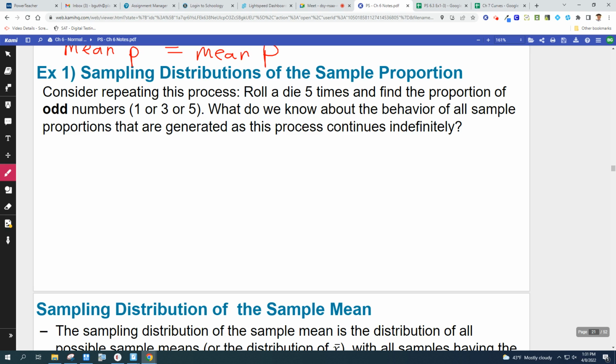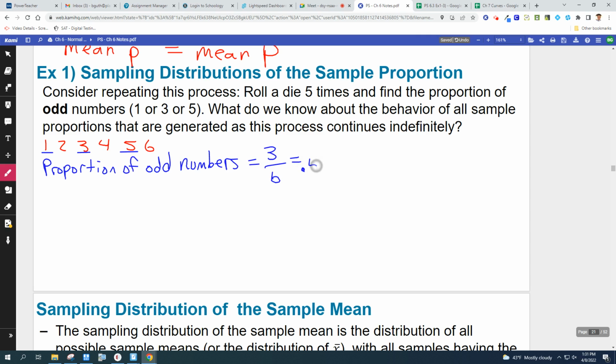Think about it. If we roll a single die, those are our possible outcomes. They're talking about the proportion of odd numbers. Well, here are the odd numbers, 1, 3, and 5. Don't think about this too hard. The proportion of odd numbers is 3 out of 6, or 0.5.